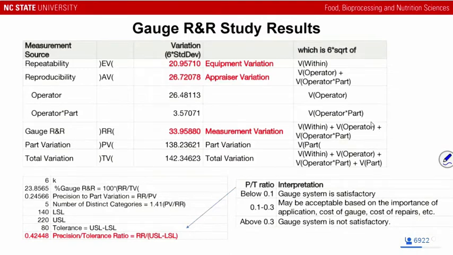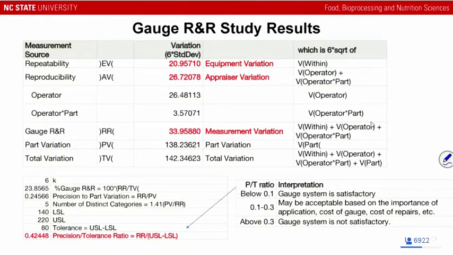In this case, it's 20.9. They call that equipment variation. You know, how much variation is there within equipment? Whereas reproducibility would be the operator or appraiser variation, because that might be different. And within that, we can calculate the variation that is associated with the operator themselves, which would be 26.4.